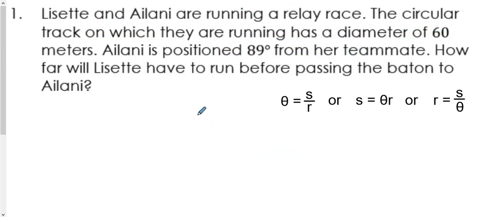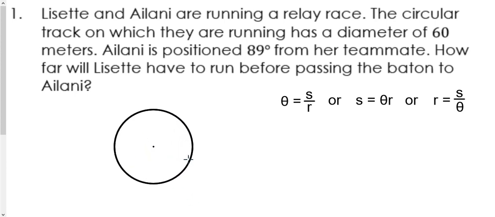Okay, so here's an example. Lizette and Alani are running a relay race. The circular track on which they are running has a diameter of 60 meters. Alani is positioned 89 degrees from her teammate. How far will Lizette have to run before passing the baton to Alani? So let's draw this one. It always helps to draw a picture.